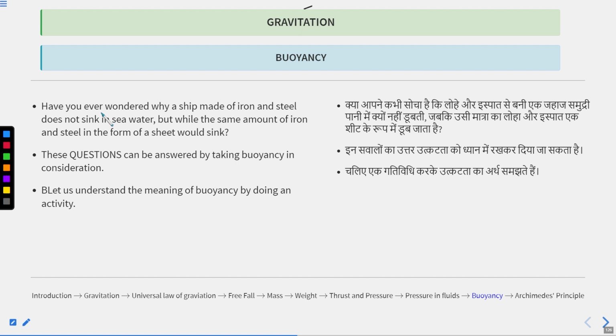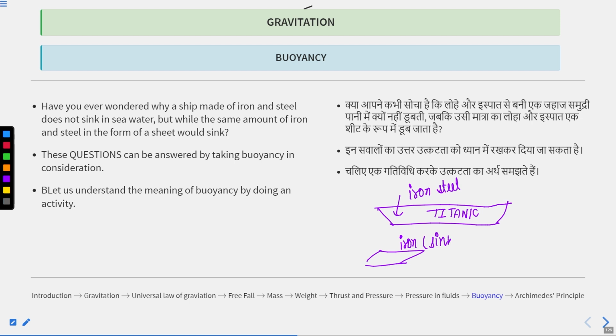Have you ever wondered why large massive ships which are made of iron and steel do not sink in the water, but iron and steel in the form of a sheet would sink? Let's say the Titanic, a very huge ship made of iron and steel, does not sink in the water, but a sheet of iron or nails sink in the water. Why is it so? To answer these questions, we have to understand what buoyancy is. So first, let us learn what buoyancy is, then we will answer all these questions.